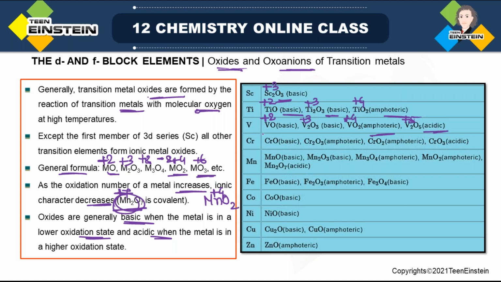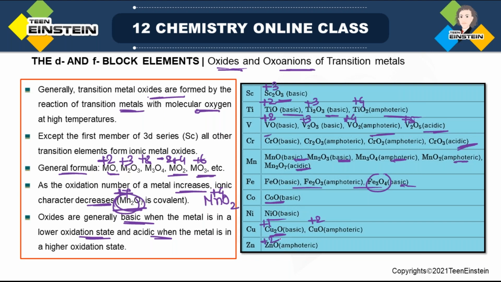Chromium also has +2, then +3, then +4 and +6. As it moves towards higher oxidation states, it gradually becomes acidic in nature. Then manganese: in lower oxidation states they are basic, the intermediate state is amphoteric, this is also amphoteric, but this is acidic. Iron: basic, amphoteric, basic. Here we do not have any acidic oxide. Fe3O4 is basically a mixed oxide, a combination of FeO and Fe2O3. Then basic, +2, +2. This is +1, but this is +2. And this is +2. So these are the examples.